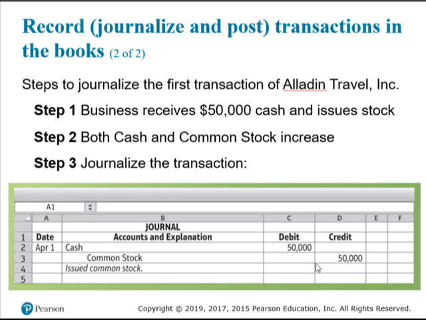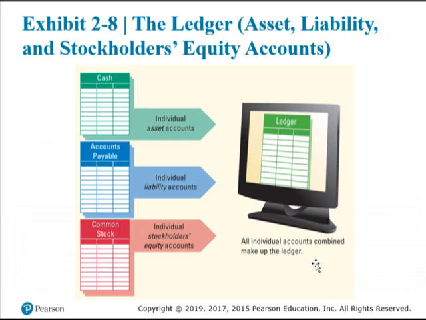Step 3, record this. Debit cash, credit common stock. The journal is the book of original entry. It's the first stop, but not the last. We record everything in the journal and then sort it out into the ledger. Each account has its own ledger page.